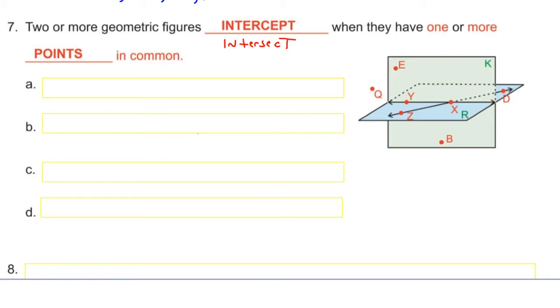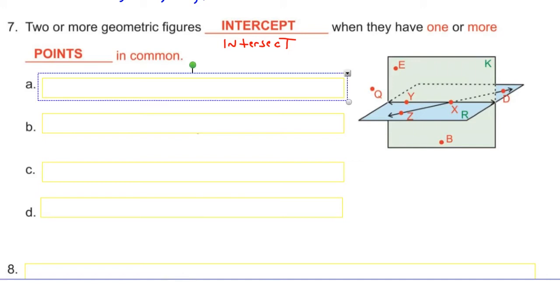Okay, so we got a figure here, and notice we got a couple planes, and you can see the green plane and you can see the blue plane. So the blue plane is kind of slicing into the green plane. And we could call the green plane plane K, right? See the shorthand little K up there? And the blue plane would be plane R if we want to use the shorthand notations.